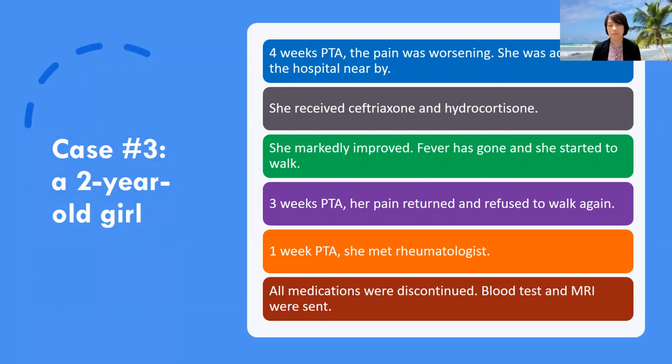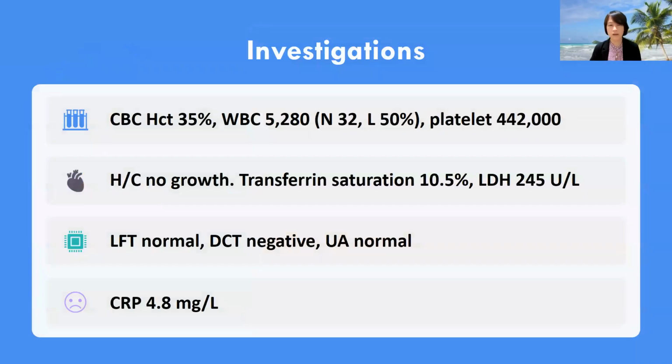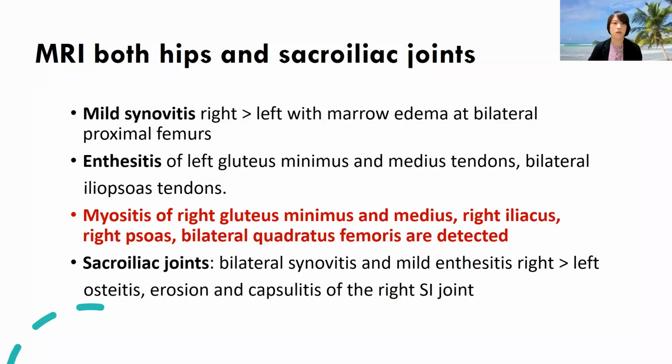At that time, I stopped all the medications and did the blood test and MRI again. Her blood test at our hospital was nearly normal. Hemoculture still showed no growth and the CBC did not show anything. She had iron deficiency anemia, that's all. But the MRI was quite interesting. She had myositis, right side more than left side. She also had enthesitis, sacroiliitis, and myositis in many muscles.